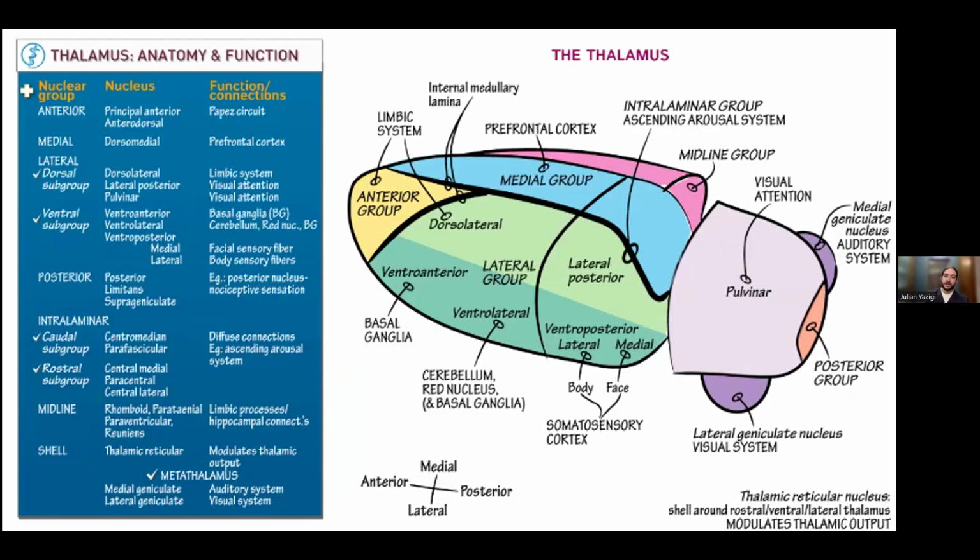As far as the ventral tier of the lateral group, it contains the key motor and sensory relay nuclei, the ventral anterior nucleus, the ventral lateral nucleus, and the ventral posterior nucleus.